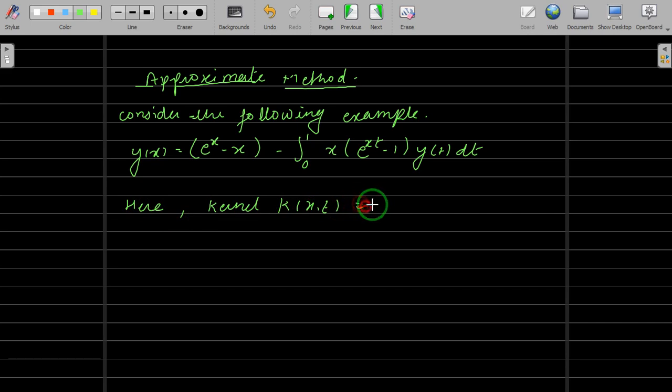K of x,t is nothing but x into e raised to xt. I'll change this. No, this way only: x into e raised to xt minus 1. Correct. Now you approximate it.